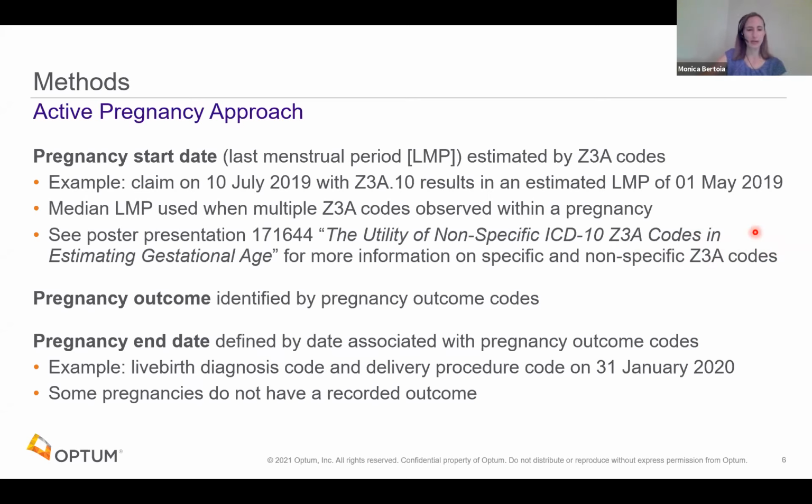So something to keep in mind. I'm not going to talk about that here. And then using the active pregnancy approach, we identified the pregnancy outcome using pregnancy outcome codes, for example, codes for live births, codes for stillbirths, etc. And we assigned the pregnancy end date based on the service date of the claim containing those pregnancy outcome codes.